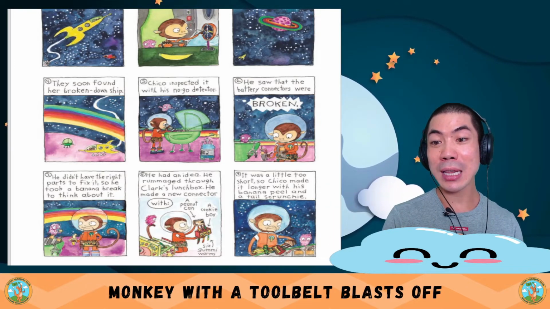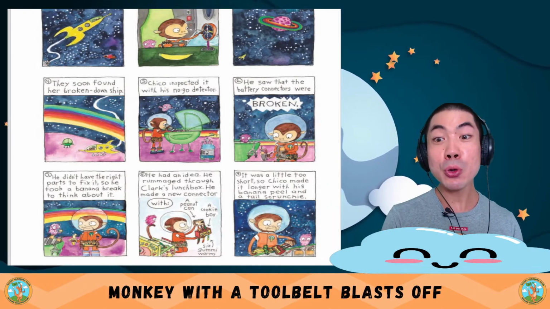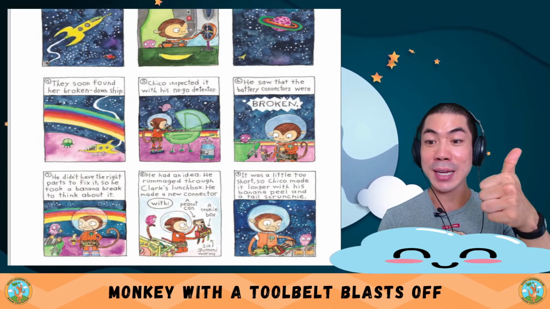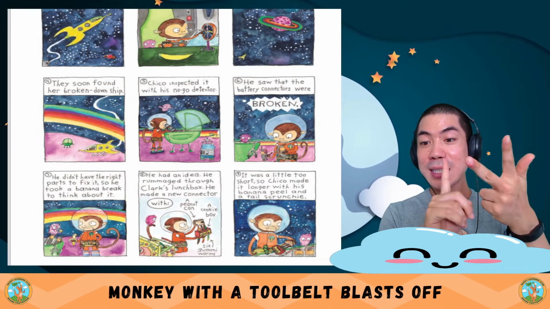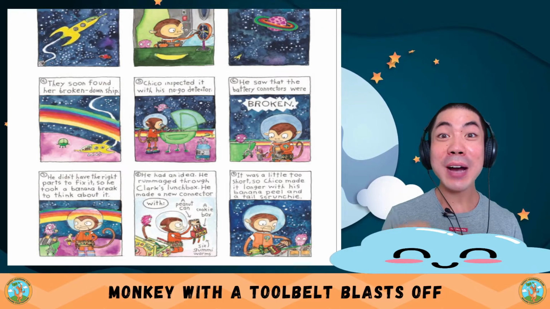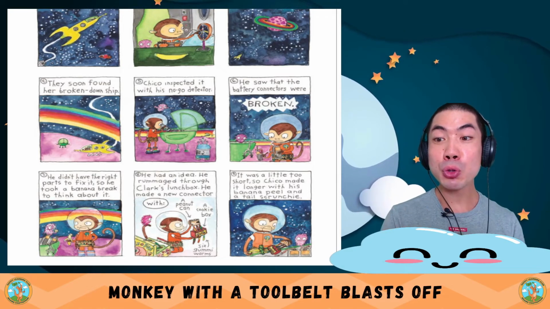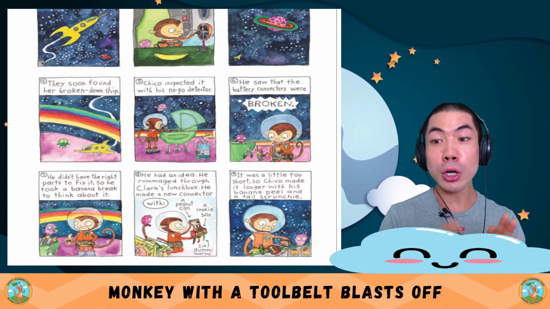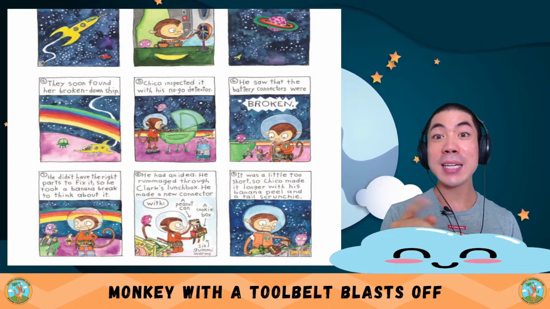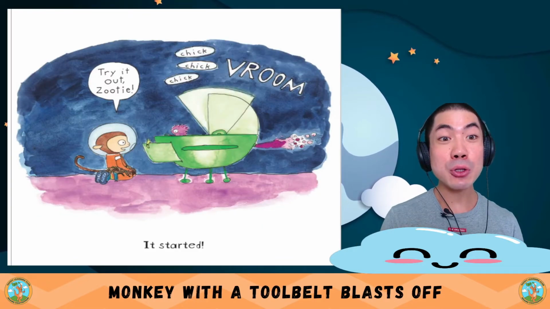He rummaged through Clark's lunchbox. He made a new connector with a peanut can, a cookie box, and six gummy worms. And finally, number nine, it was too short, so Chico made it longer with his banana peel and a tail scrunchie. Try it out, Zuti.